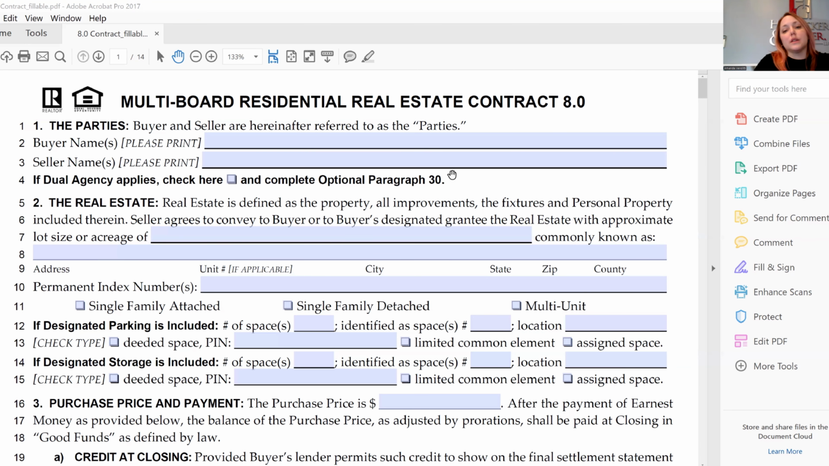Just so you know, on a sale side of this, if this is filled in for us, we usually switch it to per survey just to make sure that it's the actual correct item. If you have a survey, even better, that gives us the actual acreage.